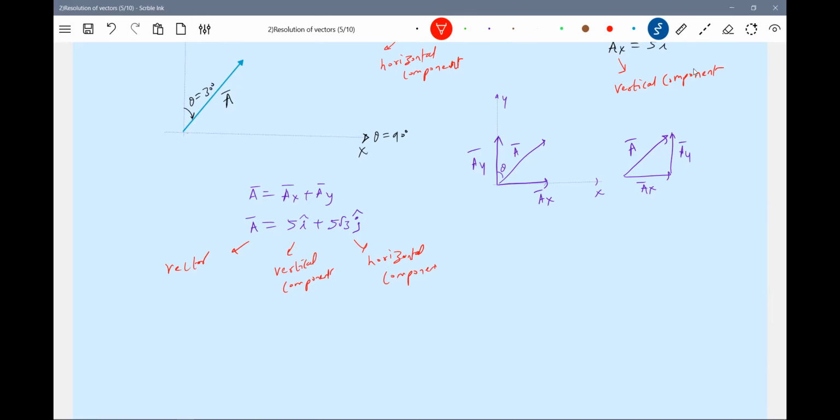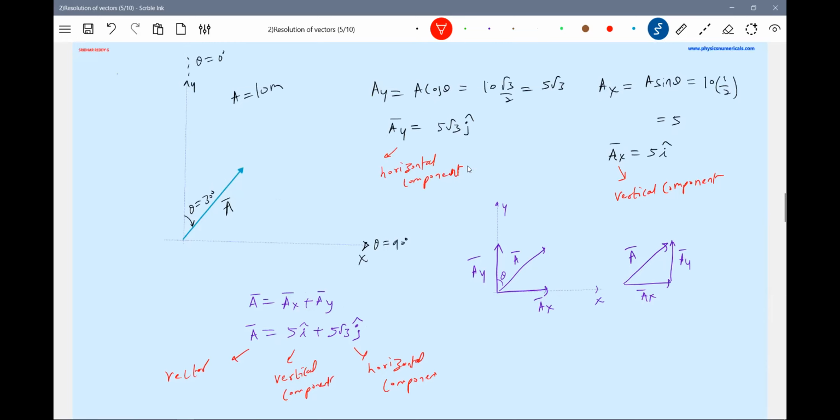Okay, hope everyone is now able to resolve the vector. Along theta equals 0 degrees, it is r cos theta, or a cos theta. Along theta equals 90 degrees, it is a sin theta. This was the splitting of vectors, it is called.